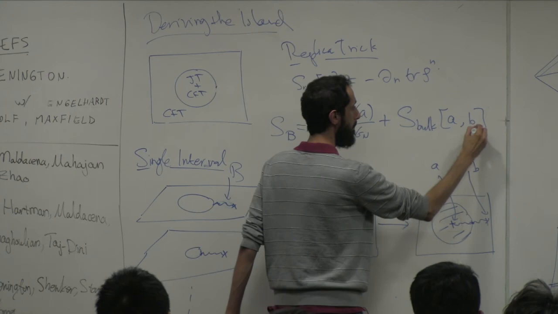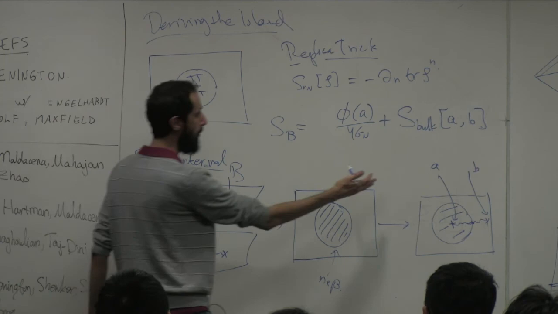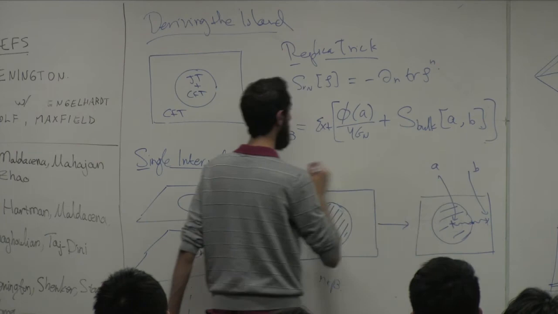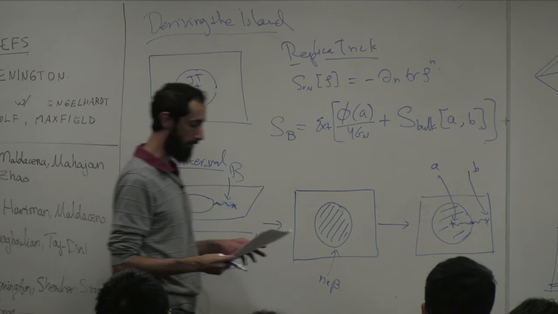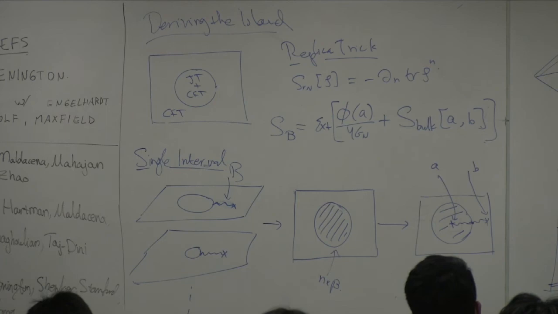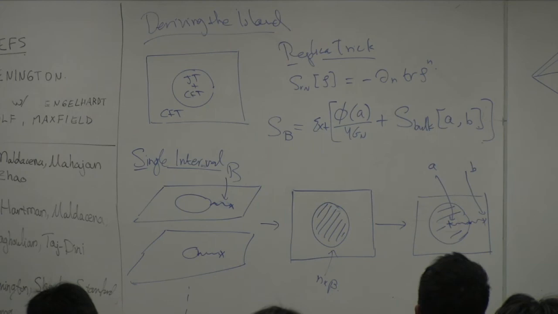Okay? And the equations of motion imply the extremality condition. I'll discuss the minimality in a second. So this is the derivation of this formula that Juan was using. Next is going to be the two-interval case, which addresses this problem.